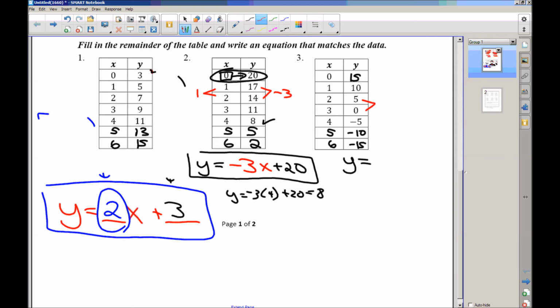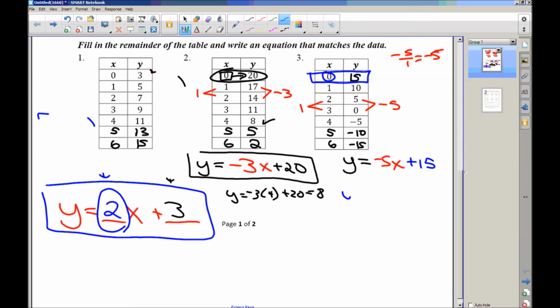We'll take these two right here. This is going down by 5 and up by 1. So I do my division, and my changer is -5. That goes with the x. And then our starting place is when x is 0, what is y? And that was 15. Okay, so we should still check ourselves to make sure we did it right.